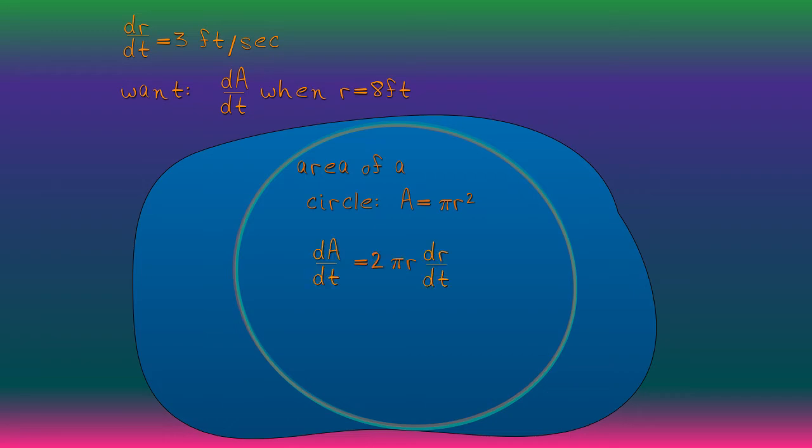change of the area. So if we differentiate this thing, A is equal to pi r squared, we're going to have dA dt is equal to 2 pi r dr dt. And so all we have to do is plug in what we know, which is r is equal to 8 and dr dt is equal to 3, and we're left with 48 feet per second squared.